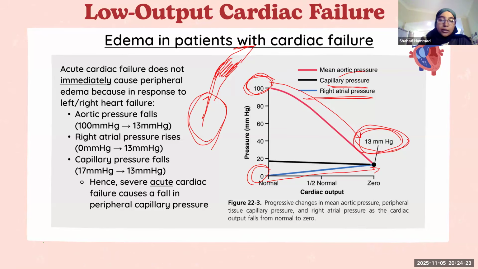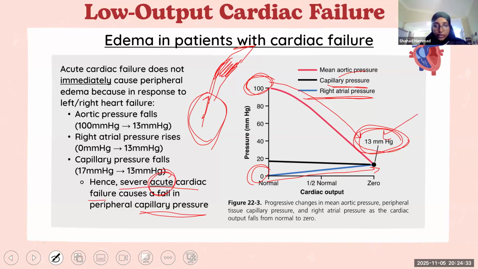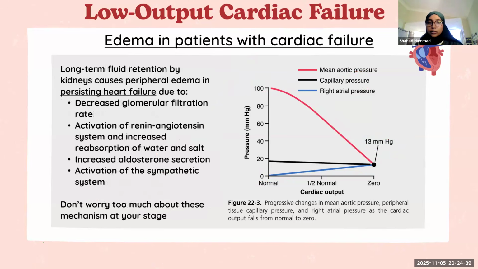So hence, in severe acute cardiac failure, there's a fall in capillary pressure because of this compensation. This is in acute. However, in chronic, this fall in capillary pressure is not enough to compensate, and we will have the rise in edema. Okay, this is basically the same thing.